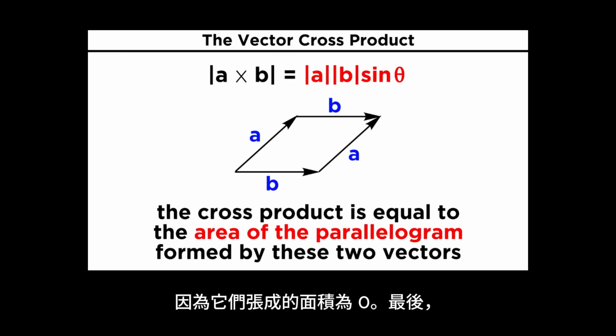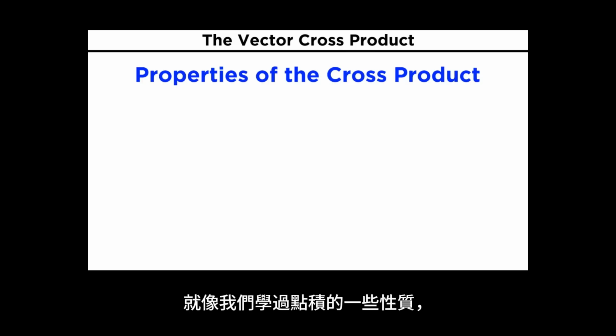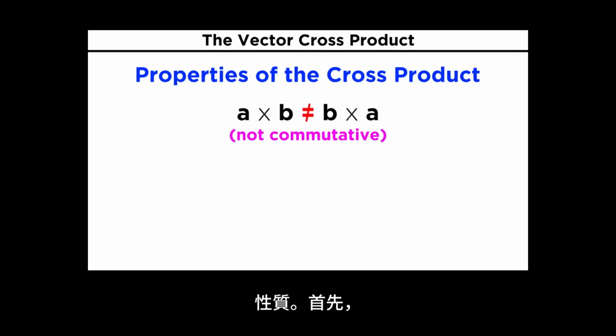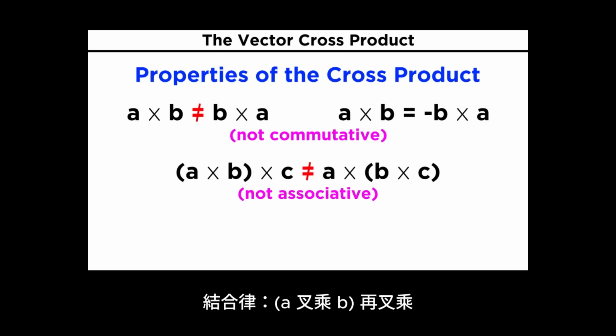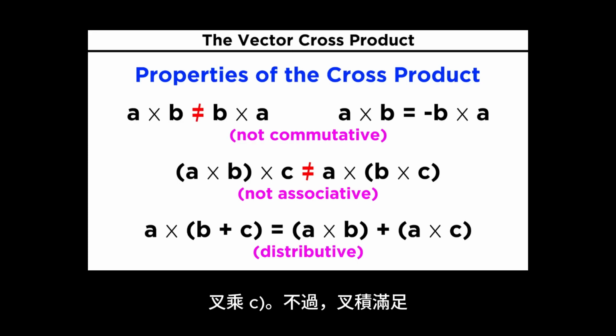Lastly, just as we learned some properties of the dot product, let's quickly mention some properties of the cross product. First, the cross product is not commutative. A cross B does not equal B cross A. Rather, A cross B equals negative B cross A. Second, the cross product is not associative. The quantity A cross B cross C is not equal to A cross the quantity B cross C. However, the cross product does distribute. A cross the quantity B plus C is equal to A cross B plus A cross C.